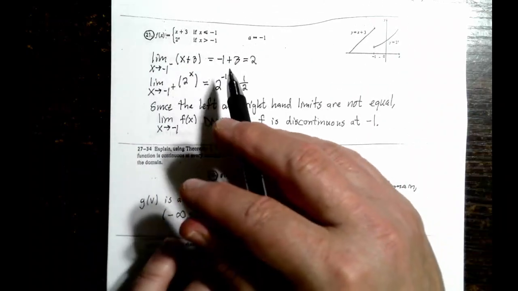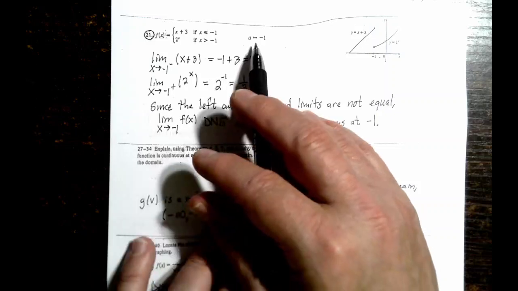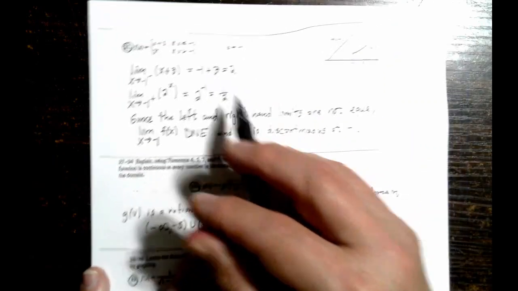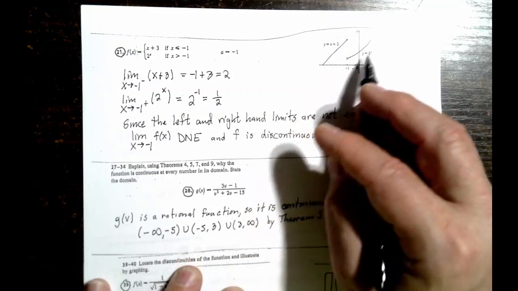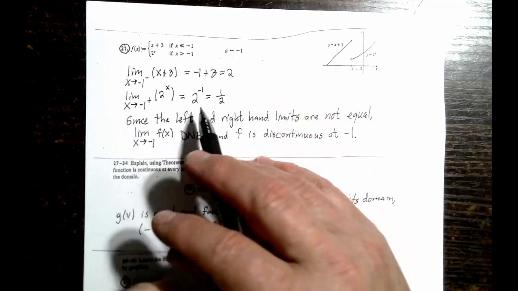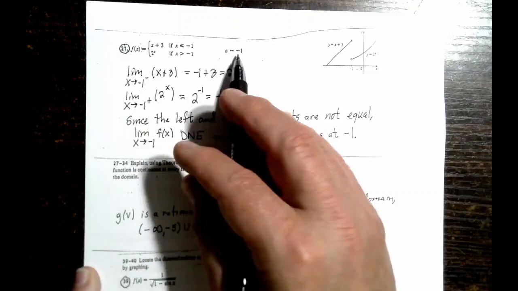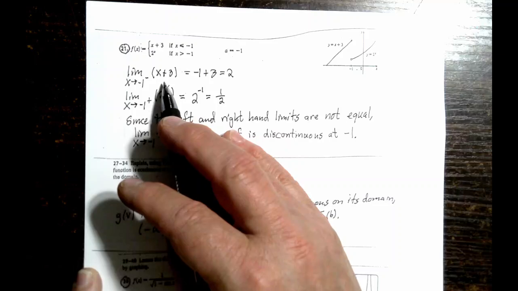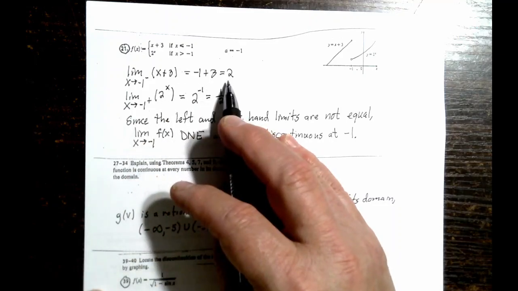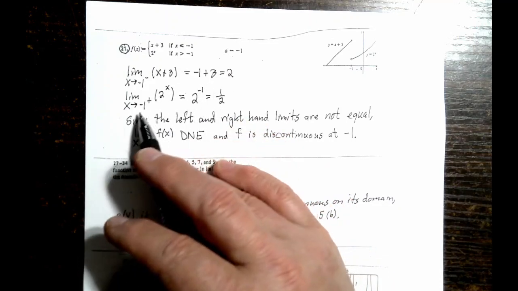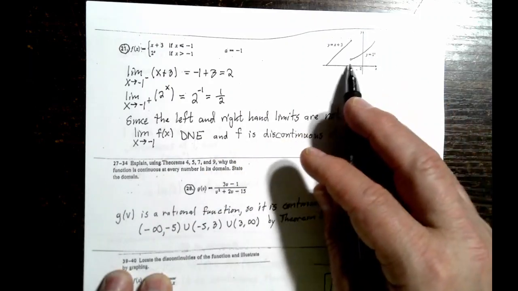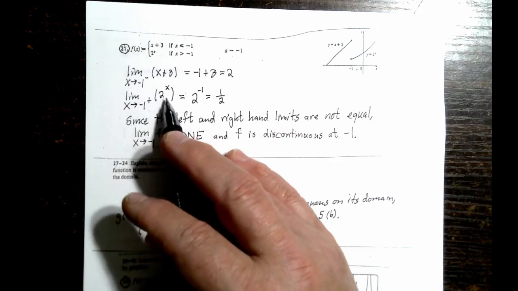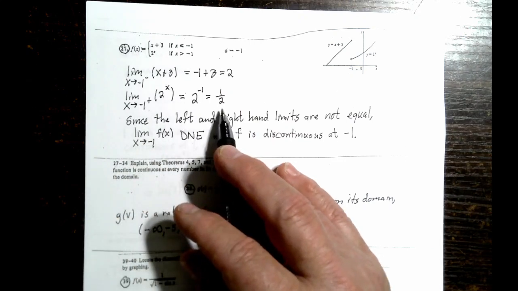21, they ask you to check continuity at the value for a. So if you look at the graph, you're expecting it to be discontinuous, but let's talk about it. As you approach minus 1 from the left, you're going to be using x plus 3. And you can do direct substitution and you get an answer of 2. If you approach negative 1 from the right, you're going to be using 2 to the x. And again, that's an exponential function. You can plug in directly and you get 1/2.